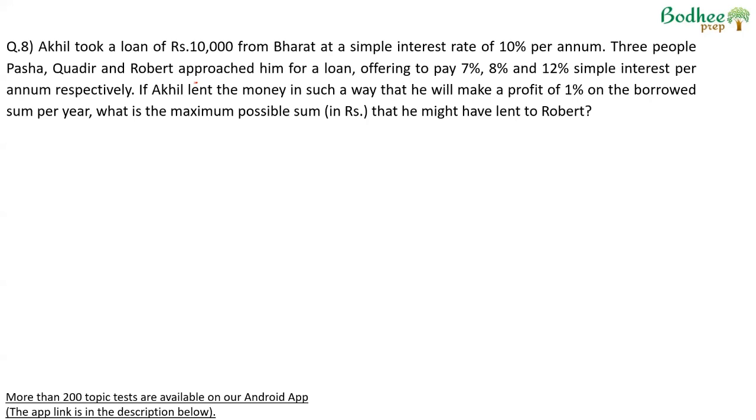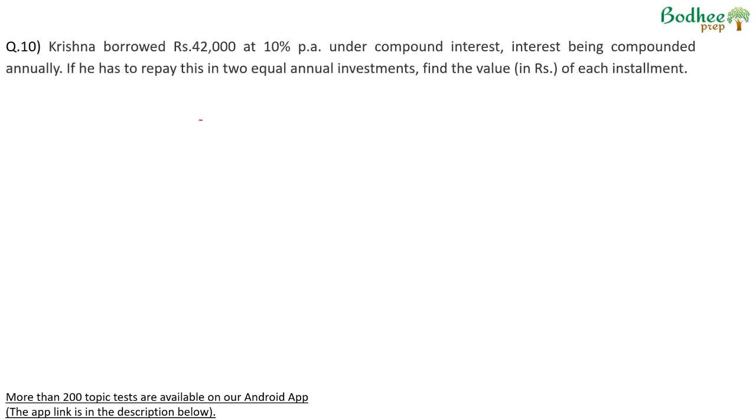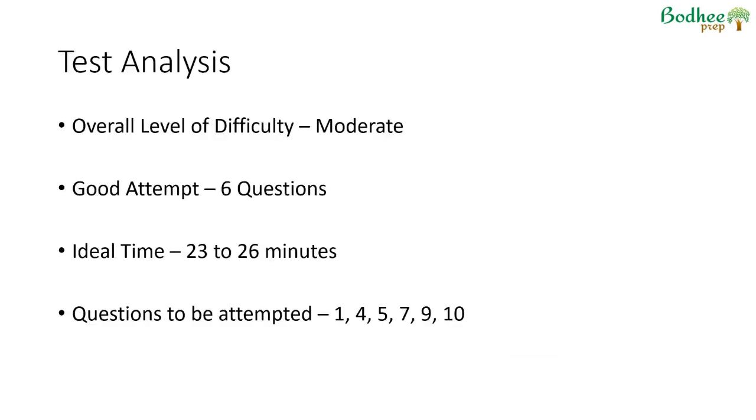Here there could have been a problem if we are not able to understand how to maximize one part. This certainly should have been done, difference and equate. And then this question could have been done because the numbers were easy. Just put in the formula and solve. Therefore, for me, the 6 questions to be attempted would be 1, 4, 5, 7, 9, 10.